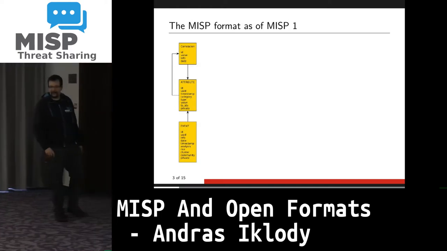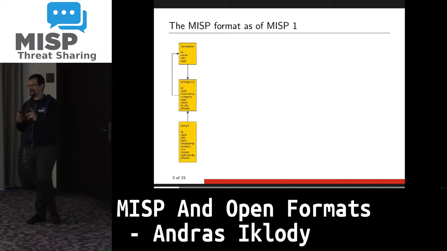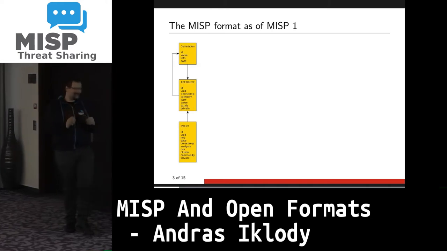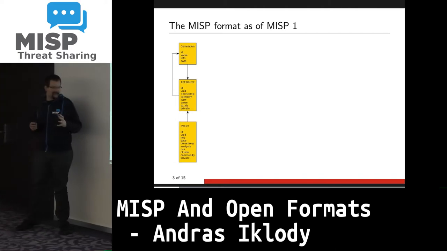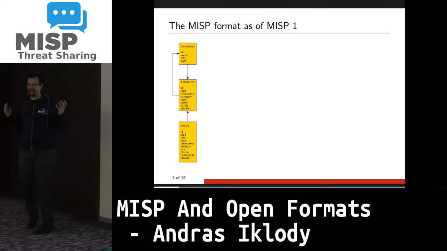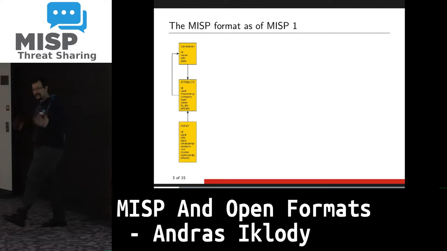But our initial format, if anyone has been around in the MISP 1 days, I don't know if anyone has used MISP 1, probably not, it was only a few organizations using it. Yeah, there we go, there's one person there. So basically, we had the event object, as we know it today, our main container for data. We had attributes and we had correlations, and this was basically it.